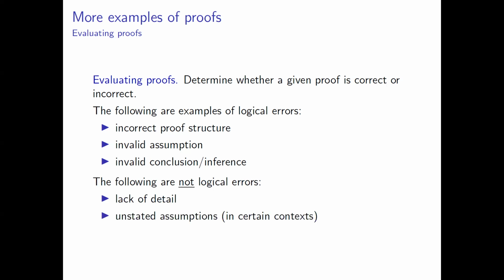Unstated assumptions. One case where this is not an error is if it is clear from the context of study that these conditions are assumed to always hold. It should be clear from the way that the proof is written that these assumptions form the basis of the argument.